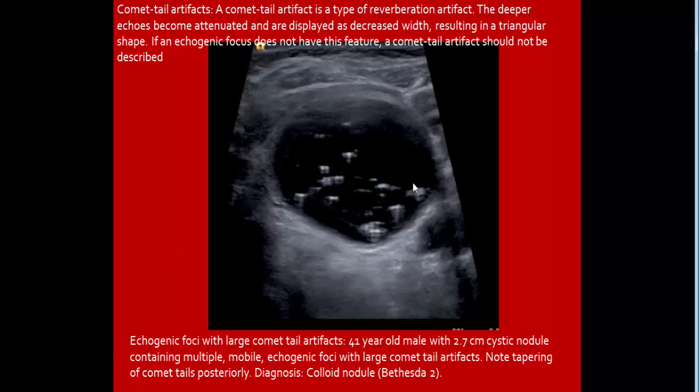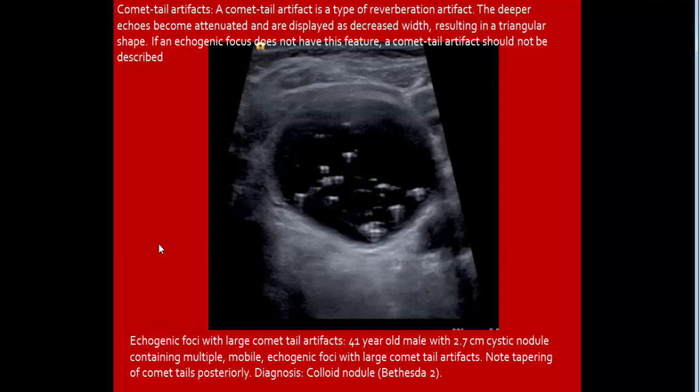Comet tail artifact, and this is a sign of colloid nodule. It is a type of reverberation artifact: deeper echoes become attenuated and are displayed as decreasing widths, resulting in a triangular shape. If an echogenic focus does not have these features, comet tail artifact should not be described.